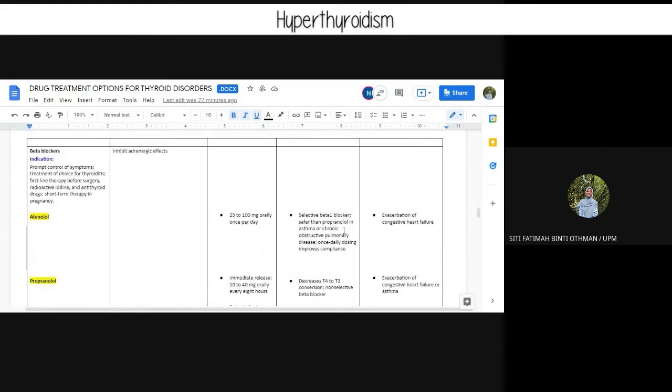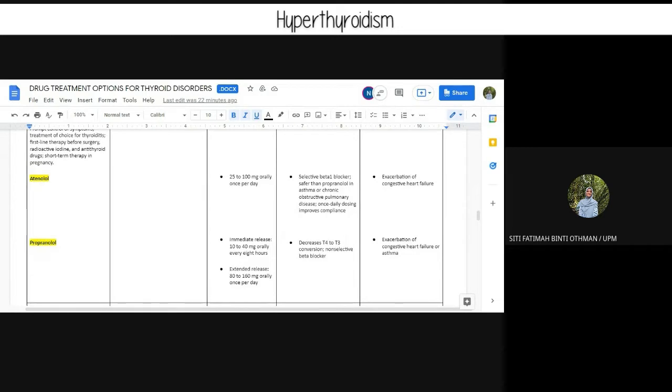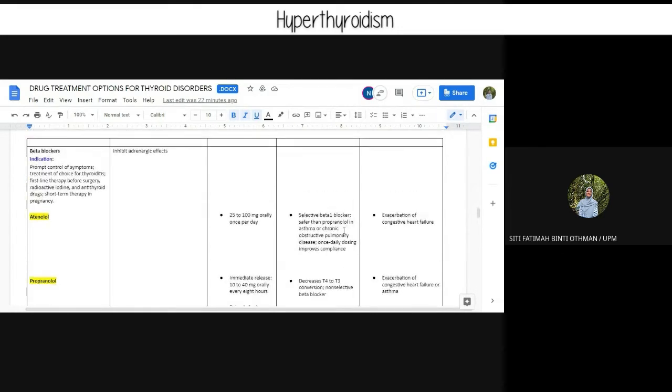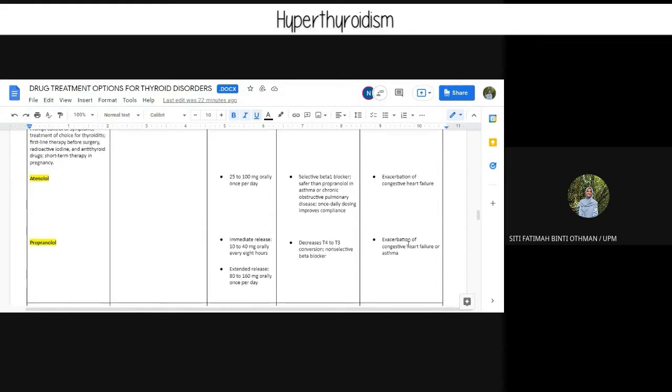For the beta blockers, there are two that I found. The first one is atenolol. For the dosage regimen, we will give the patient 25 to 100 milligrams orally once per day. For the pharmacokinetics, atenolol is a selective beta blocker, safer than propranolol in asthma or chronic obstructive pulmonary disease. Once daily dosing improves compliance. For the adverse effect, it can cause exacerbation of congestive heart failure.